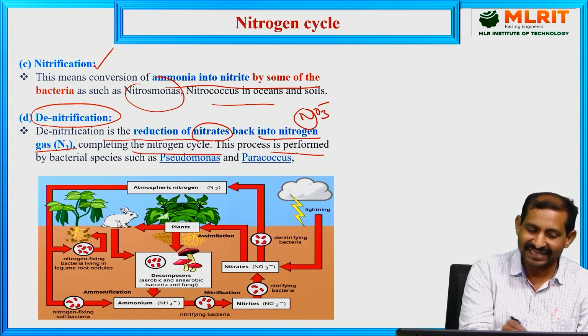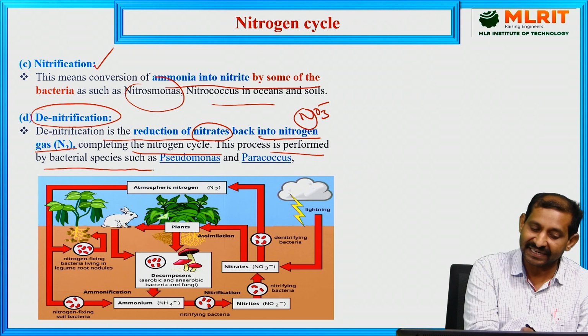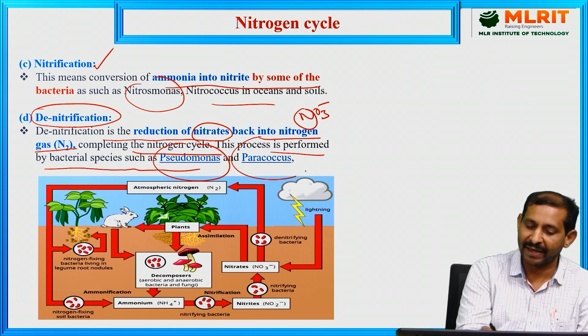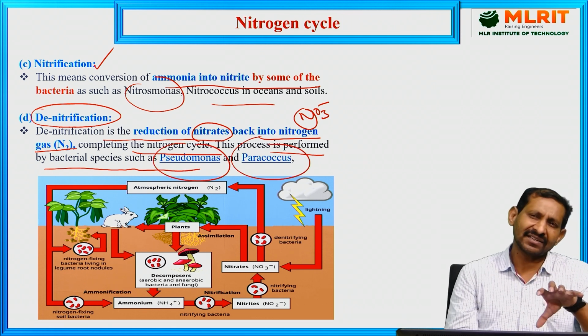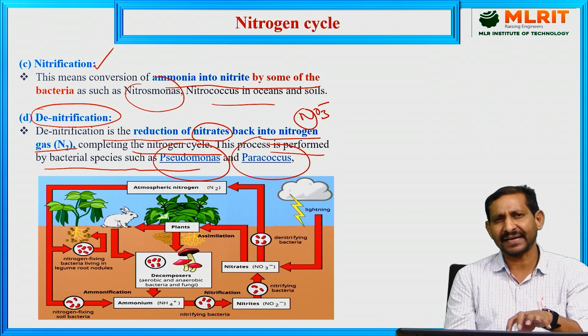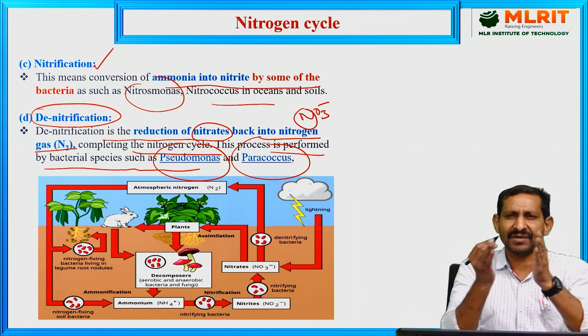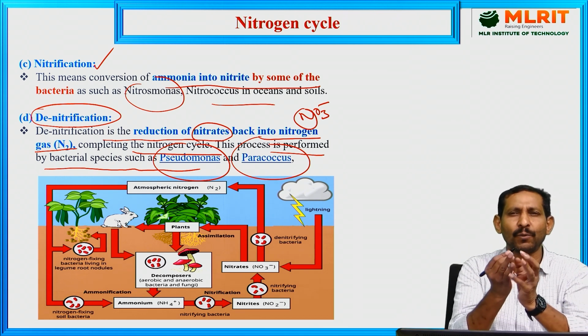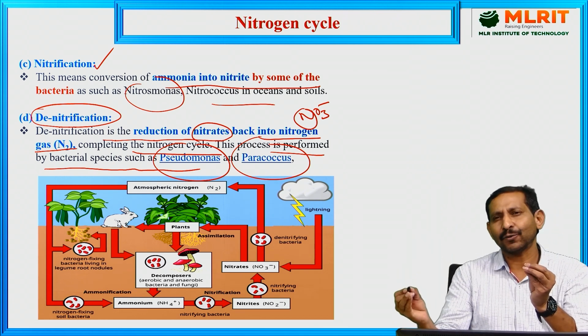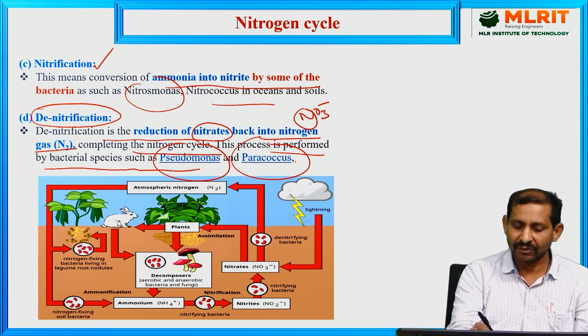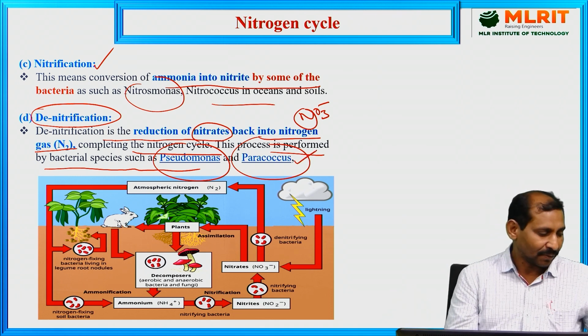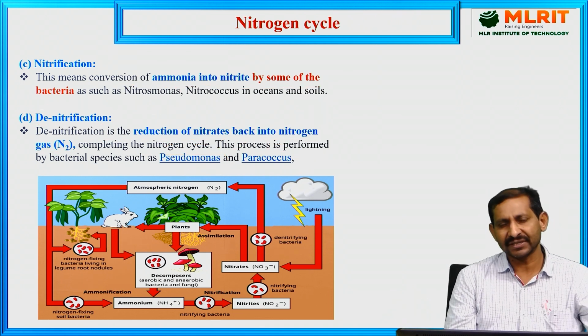This process is performed by bacterial species called Pseudomonas or Paracoccus. This reaction is carried out under anaerobic conditions, so it is a biological process only. That reaction is called denitrification. Denitrification means breaking down nitrogen compounds into free nitrogen. So this is the nitrogen cycle.